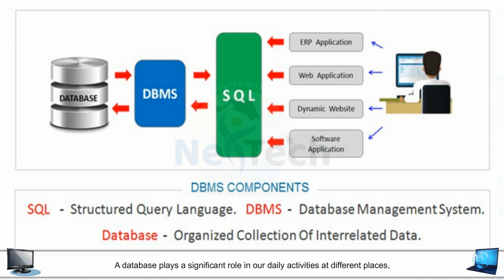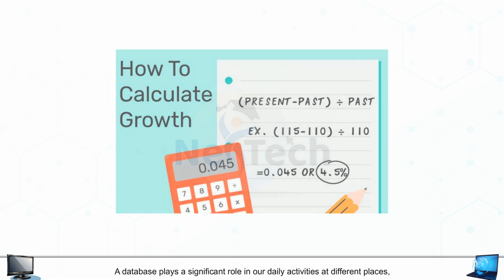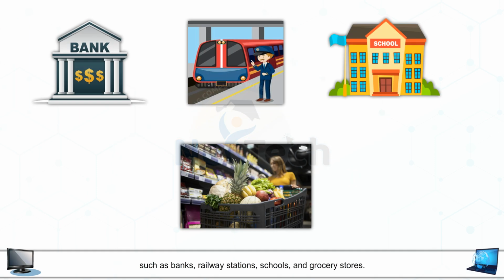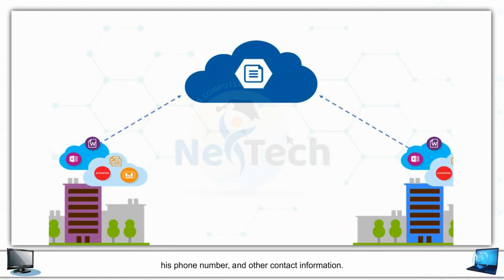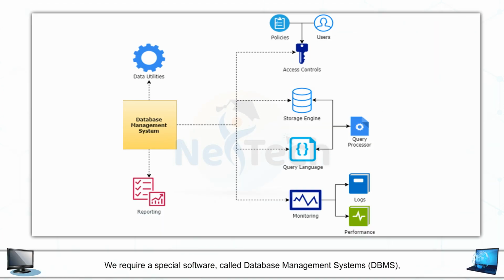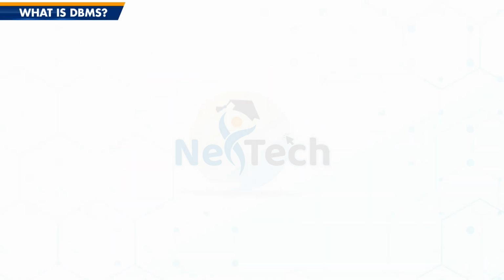A database plays a significant role in our daily activities at different places, such as banks, railway stations, schools, and grocery stores. Moreover, the online phone directory uses a database to store details about a person, his phone number, and other contact information. We require a special software called Database Management System (DBMS) to manage all the activities related to a database. What is DBMS?